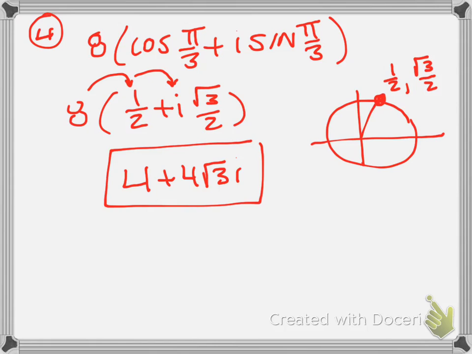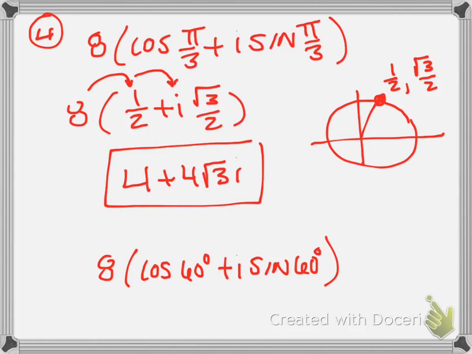Now, if you want to go ahead and punch that into your calculator, you can easily say 8 times cosine of 60 degrees plus i sine of 60 degrees. And when you distribute, I bet you get the exact same answer as I do. You just have to be careful because 4 times the square root of 3 is 6.92, but you recognize we wrote it a little bit more accurately using 4 square root of 3.